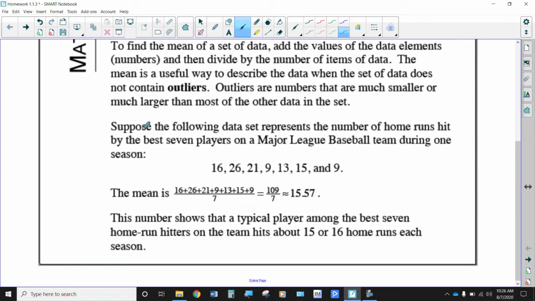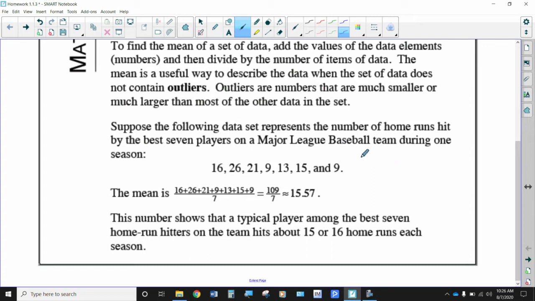For instance, what does this say? Suppose the following data represents the number of home runs hit by the best 7 players on a Major League Baseball team during one season. Well, those are horrible home run outputs for Major League Baseball. But at any rate, let's pretend this is like 1908 or something and they hardly ever hit any home runs. What one number would best describe the number of home runs hit by these players?